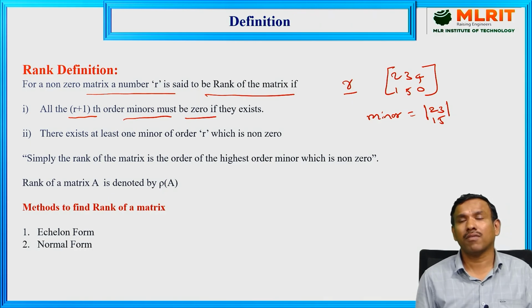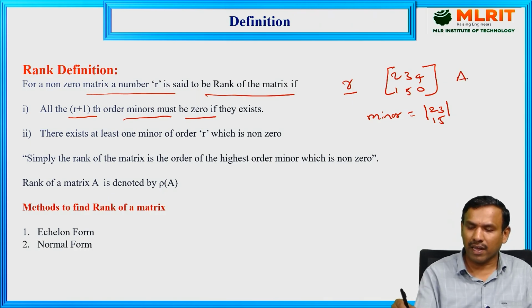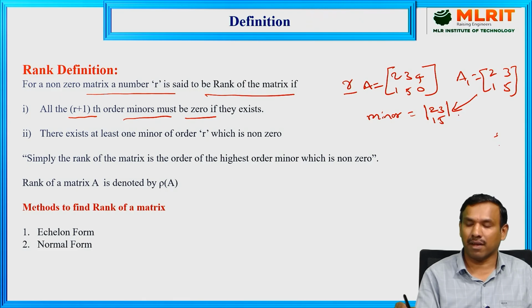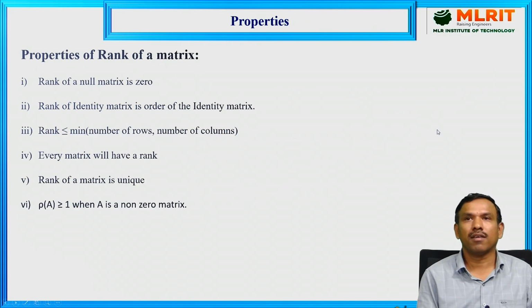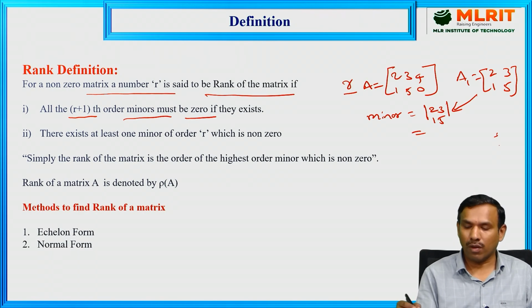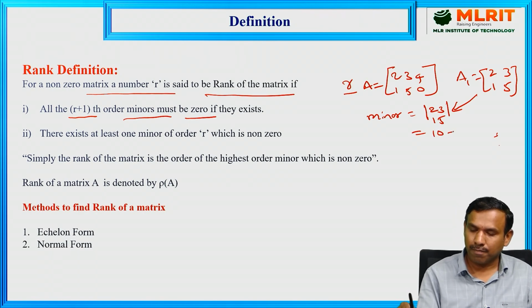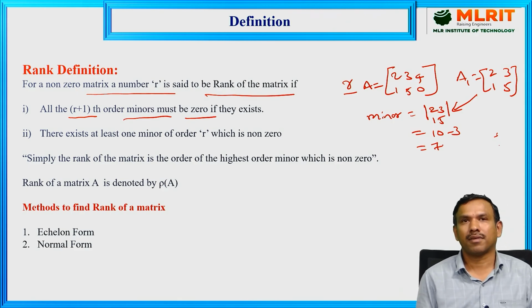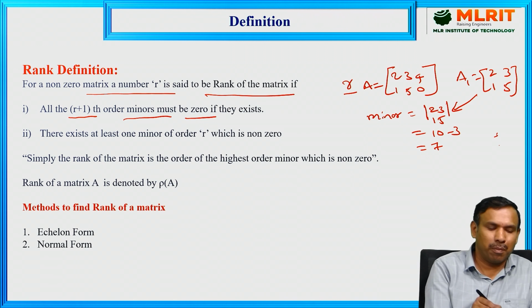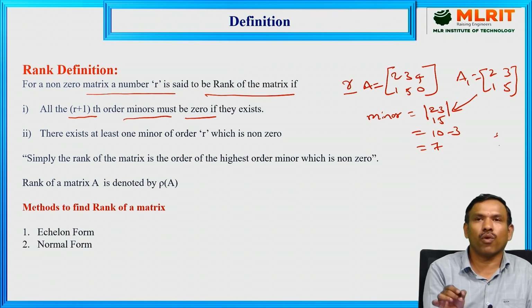So minor is the determinant of a square submatrix. One submatrix, if I take, is 2, 3, 1, 5. This is a submatrix obtained from a given matrix, let us say A. If you find the determinant of this matrix, that will be the minor. So 5 into 2, 10, minus 3, which is equal to 7. It is a minor. So what is the meaning here? Minor means determinant of the square submatrix.